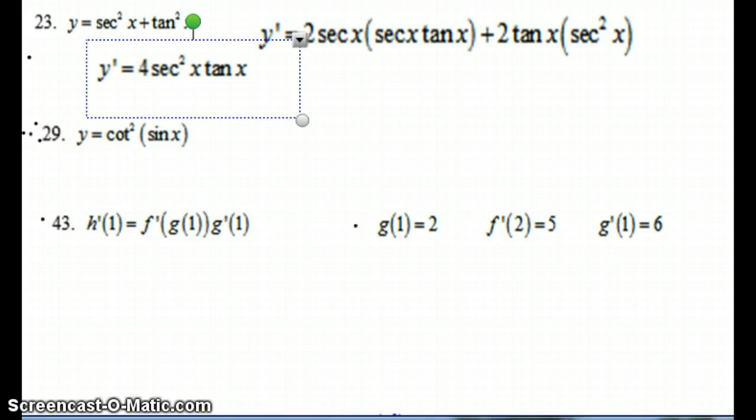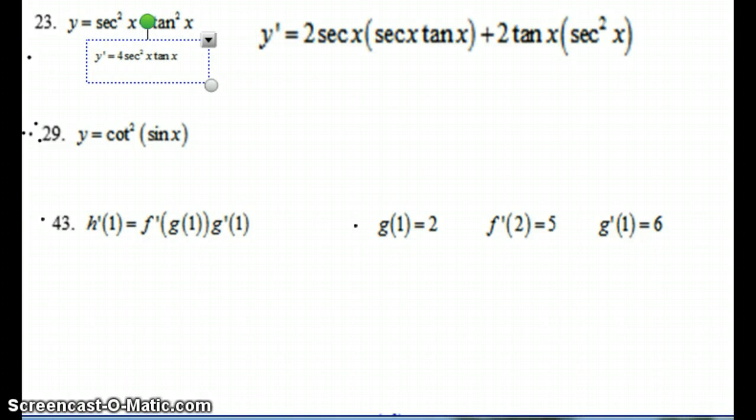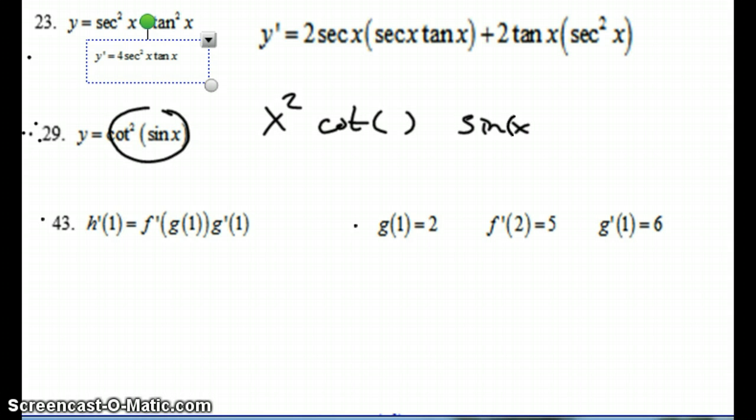29 we did not get to in class. Press pause and give 29 a try. You have 3 functions here. We have a squared, something squared, we have cotangent, and we have sine. So you're going to have to do chain rule 3 times.